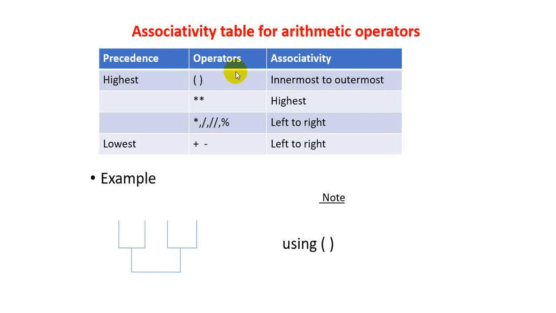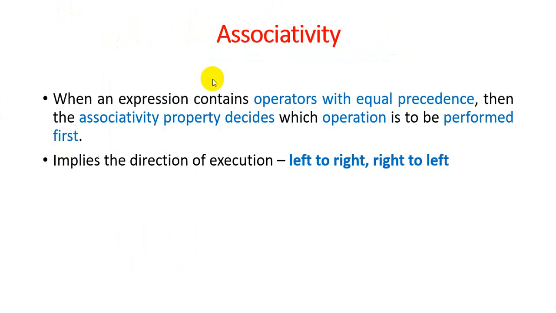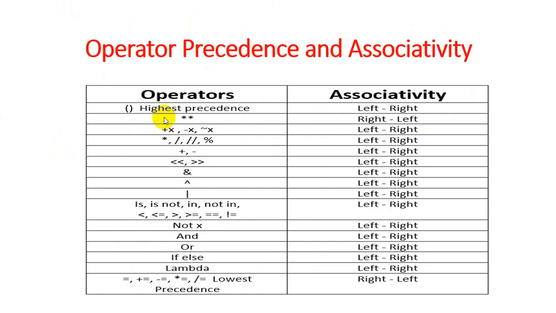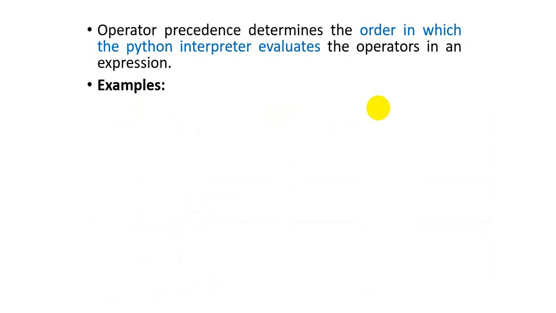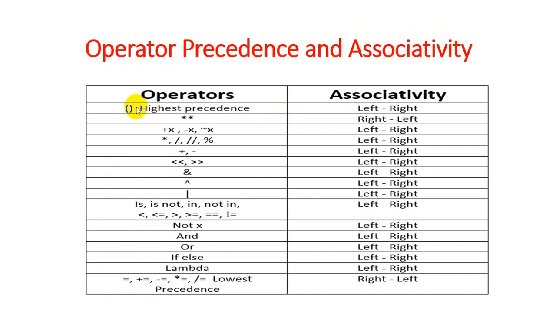The associativity table for the arithmetic operators is given here. Highest is parenthesis: innermost, then outermost. If you give more than one parenthesis, you are nesting them. If parentheses are separate, it will go from left to right. If more than one parenthesis is given in an expression, then the associativity is left to right. If you are nesting them, then innermost, then outermost. In this order, it will get executed.